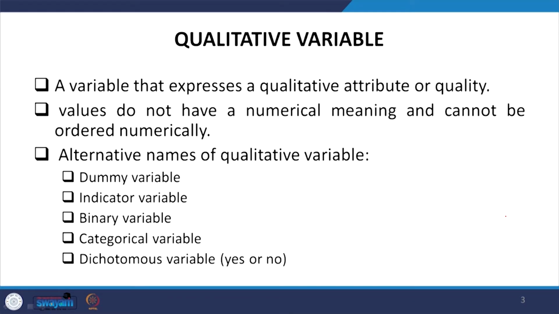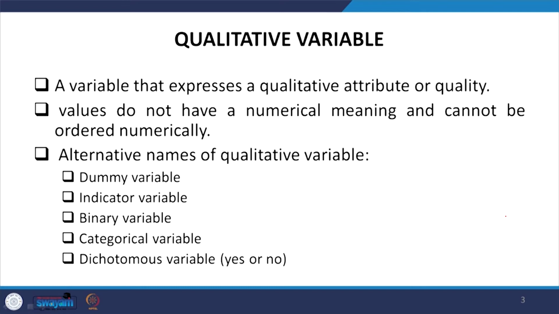There are alternative names for qualitative variables, such as dummy variables, which is famously used, I think all might have heard, and indicator variable, binary variable, categorical variable, dichotomous variable. Some of them we already discussed during our introduction to data. But these are not exactly the same. We are now clarifying bit by bit the categories and how those can be interpreted with the help of Stata.